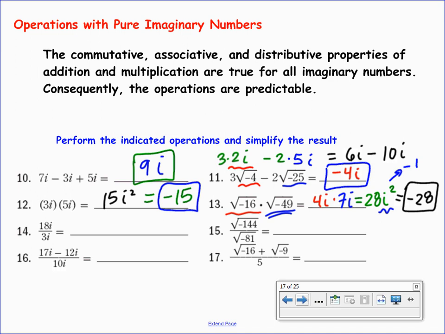Number 14, guess what? If I can multiply imaginary numbers, I can also divide them. 18i divided by 3i is, you guessed it, 6. It's that easy. Number 15, we'll simplify first. Square root of -144 is simply 12i. Over the square root of -81, which is 9i. And now we can simplify that as we always have. 12 divided by 9 would be 4/3.